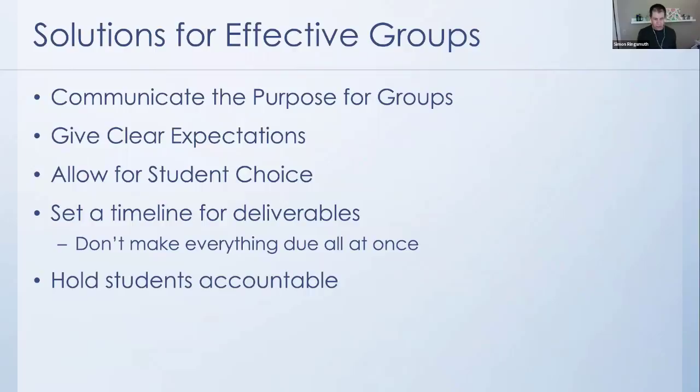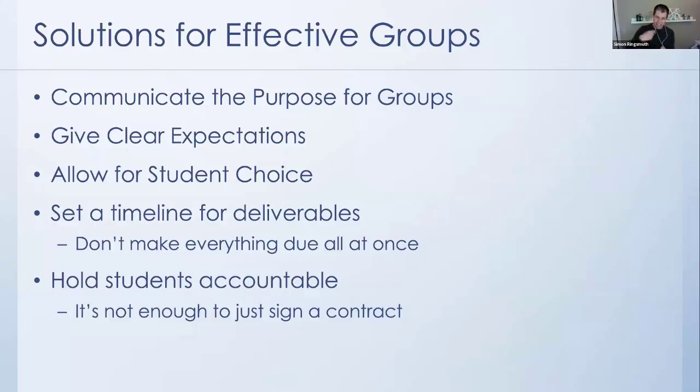And also hold students accountable. Now, I see this a lot. It's not enough just to sign a contract. A lot of instructors do this. They say, okay, everyone, we're going to work in groups. Here's a contract. They have students sign this contract. As a group member, I agree to do this and this and this. And they sign it and it's all good. And then the instructors wash their hands. We signed the contract. Well, you need to be revisiting that. Hold students accountable for fulfilling their end of the deal on the contract.